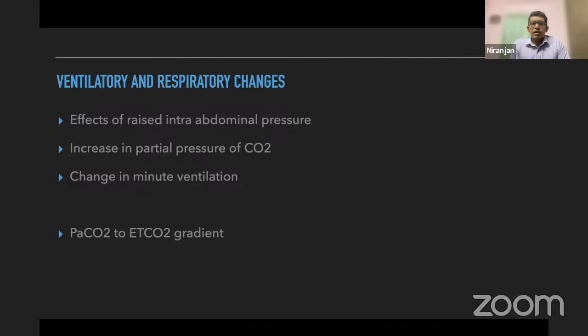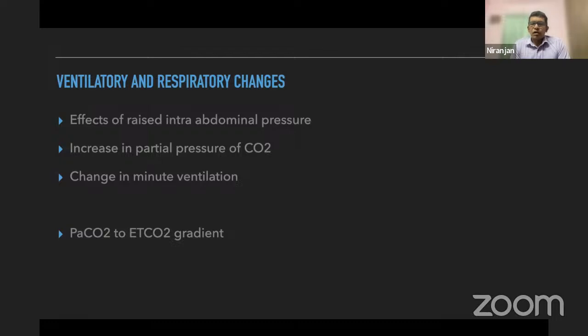PaCO2 rises and reaches a plateau within about 10 to 15 minutes once the insufflation of carbon dioxide is initiated. This carbon dioxide is readily absorbed from the peritoneum, dissolves and gets excreted through the respiratory system, but this can be monitored using end-tidal carbon dioxide.